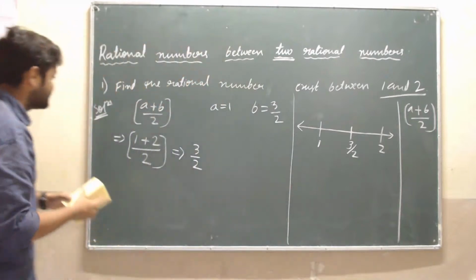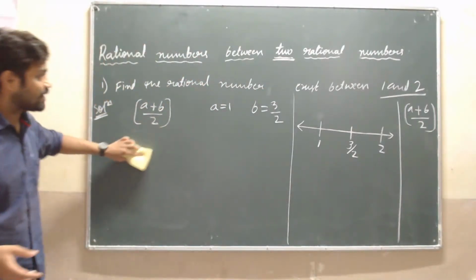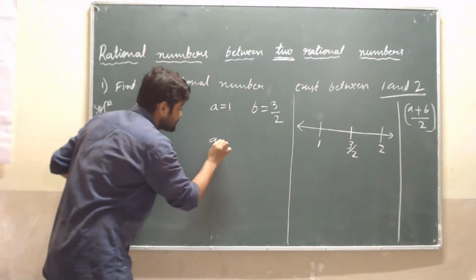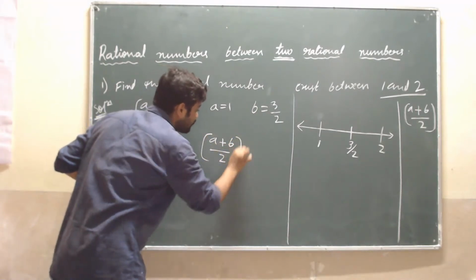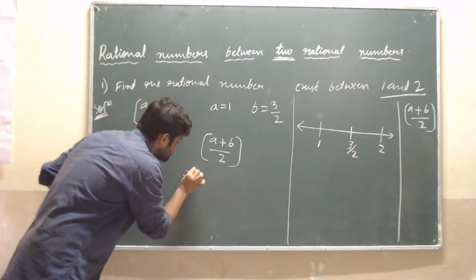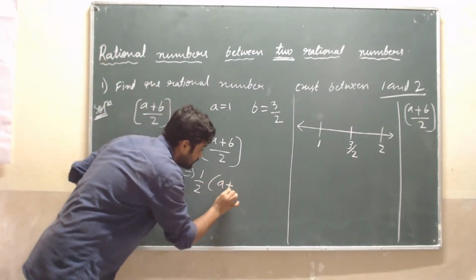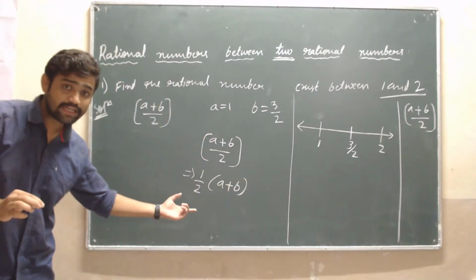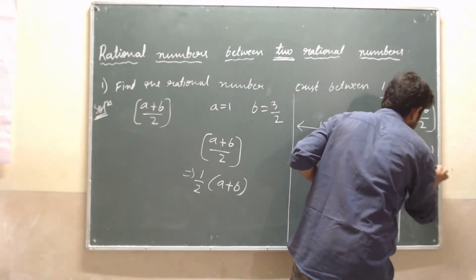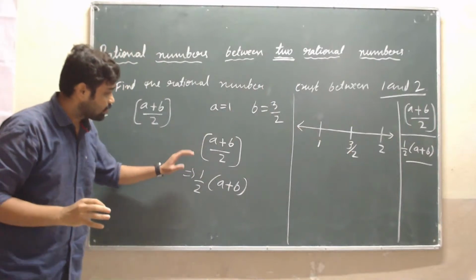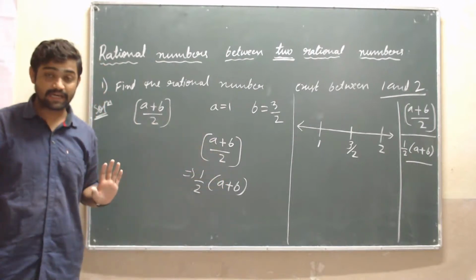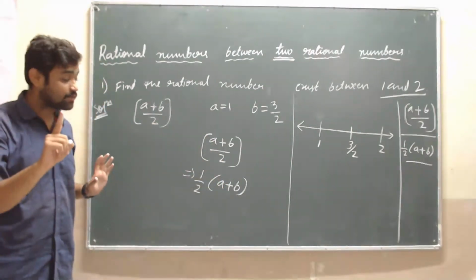Then substitute a equal to 1 and b equal to 3 by 2. Before that, we have the formula of the mean, that is (a plus b) by 2. So can we write this as 1 by 2 into (a plus b)? I have just separated 1 by 2 as well as a plus b. Are you clear about this?